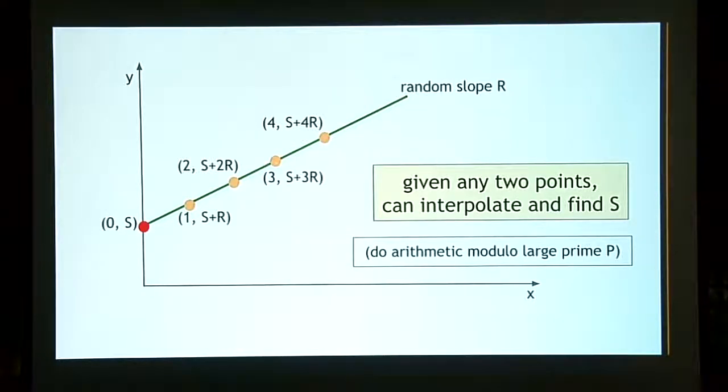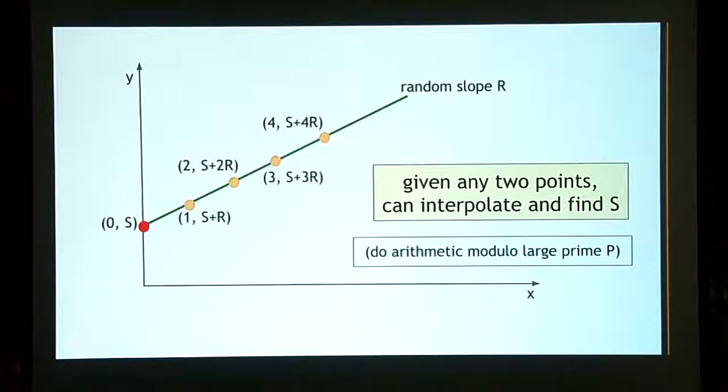And so given just this one point, you don't really know anything about where this line might cross the y-axis, so you don't know anything about S. And in fact, you can prove that if you do this arithmetic modulo a large prime p, like we did before in the previous slide, any 2 points are sufficient to interpolate and find S, and fewer than 2 points don't tell you anything about S. And so this gives us n equals any value and k equals 2.